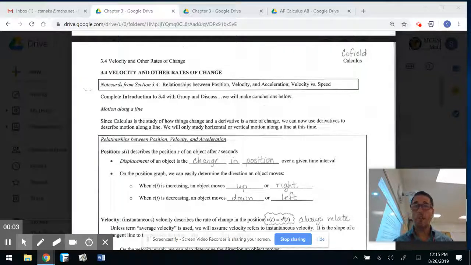We're on section 3.4 now, velocity and other rates of change. This one is a really important one when we get to the AP test at the end of the year. One, because a lot of students make mistakes here, and we look at graphs and we have to get really familiar with graphs.